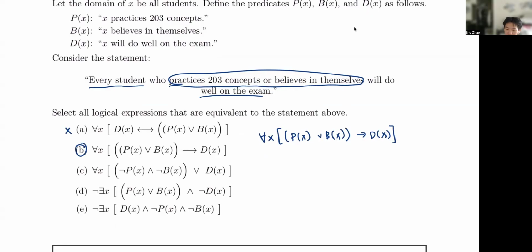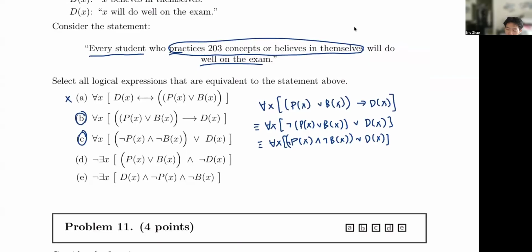Let's take a look at C. C is saying for all X, not P of X and not B of X, or D of X. If we do implication breakout, it's equivalent to saying for all X, not P or Q. So we have not the quantity P of X or B of X, or D of X. And if we apply De Morgan's inside here, we get for all X, not P of X and not B of X, in parentheses, or D of X, giving us choice C over here.